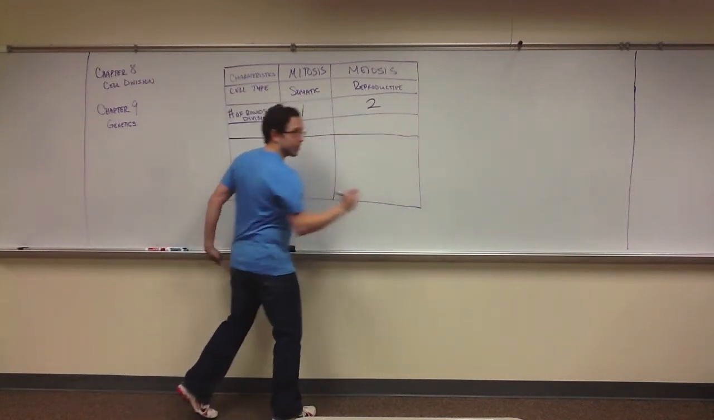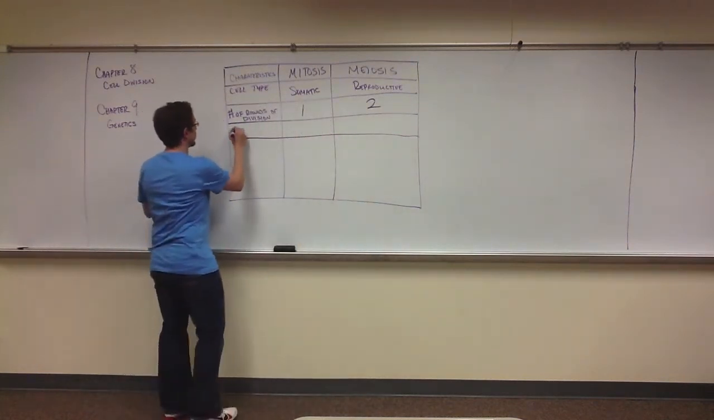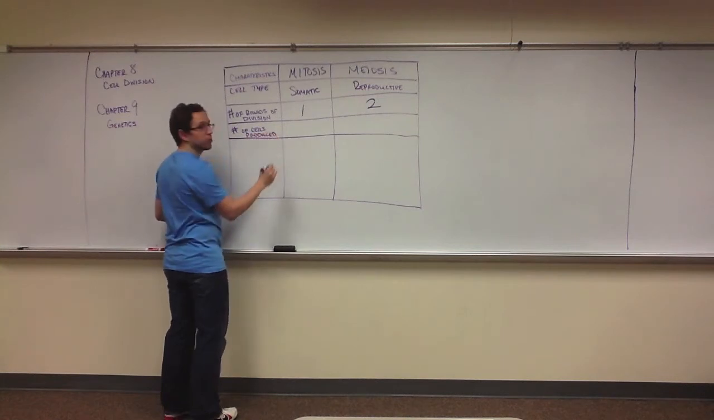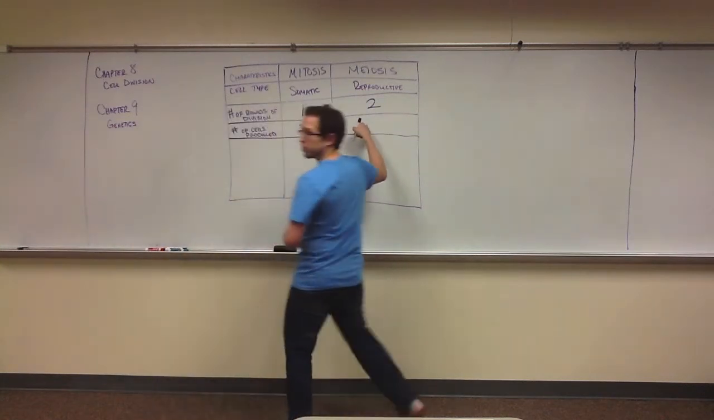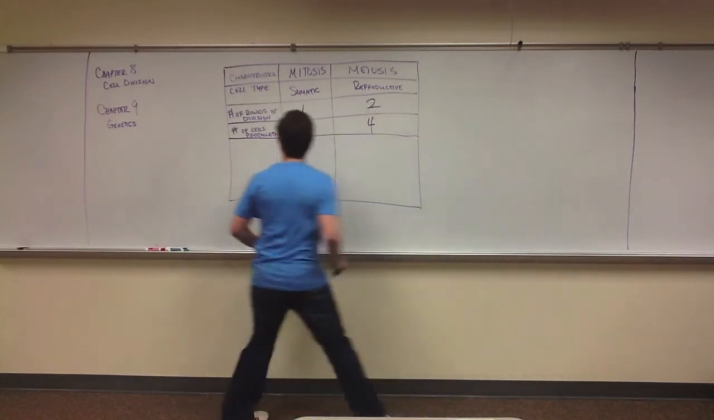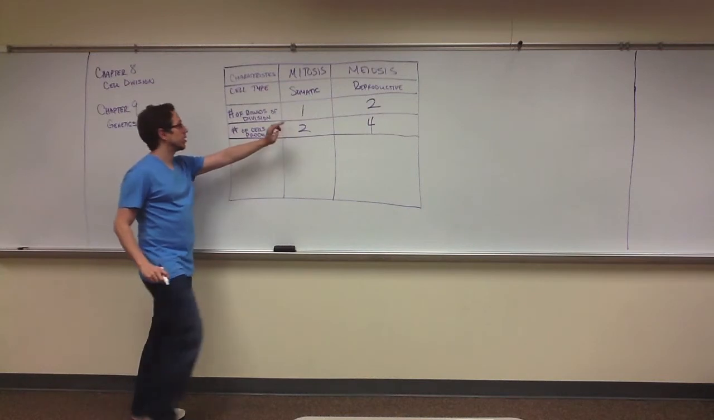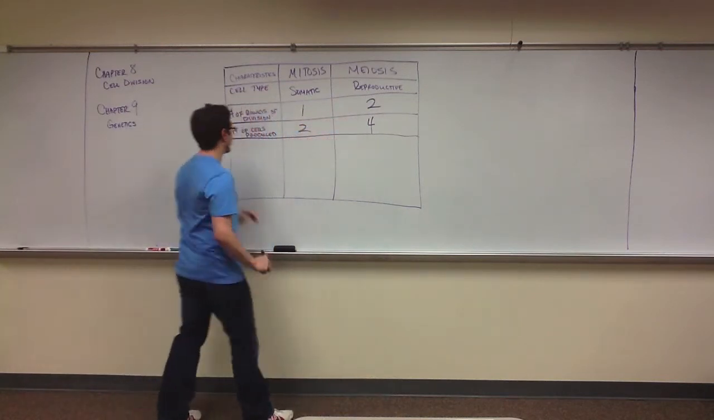Now to get to the answer you were getting towards, and that is number of cells produced. How many cells are produced at the end of mitosis? 2. And by the end of meiosis? 4, right? Okay, good. So 1 round of division for mitosis gives us 2 cells. 2 rounds for meiosis gives us 4 cells.